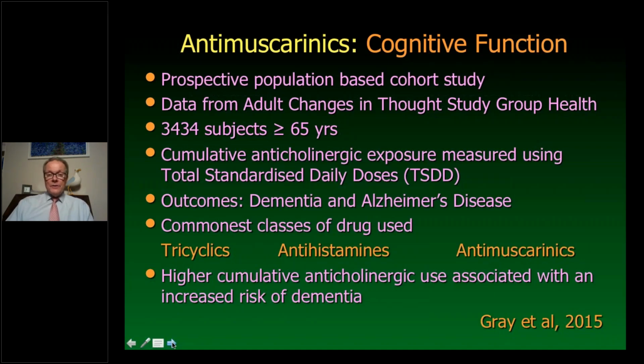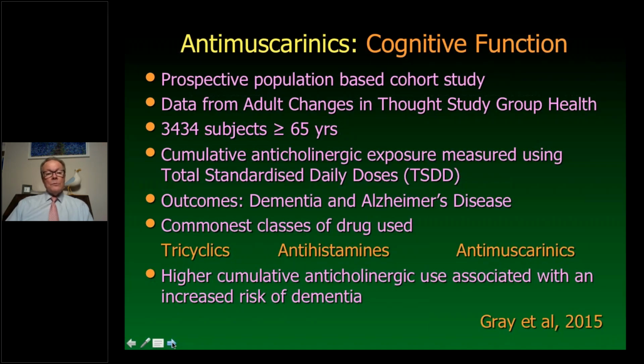For those of us who use antimuscarinics in clinical practice, I think we've all become more aware of the possible effect in terms of cognitive function. So this is data from Gray, published in 2015, and this is looking at a group of over 3,000 patients over the age of 65, and he looked at the cumulative anticholinergic exposure measured using a total standardized daily dose, and the outcomes were dementia and Alzheimer's disease. As you can imagine, in this age group, the commonest classes of drugs were the tricyclic antidepressants, antihistamines, and also, of course, in terms of bladder medication, the antimuscarinics.